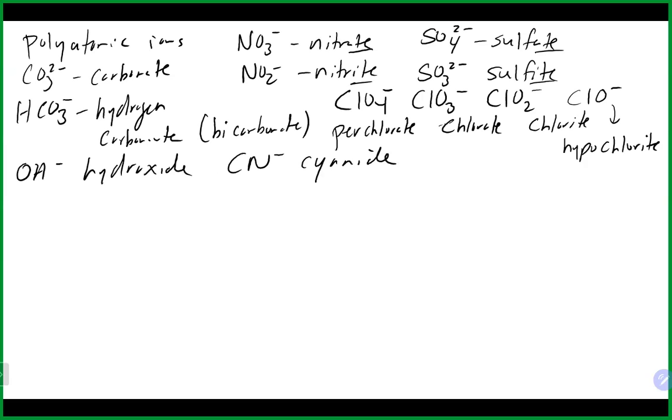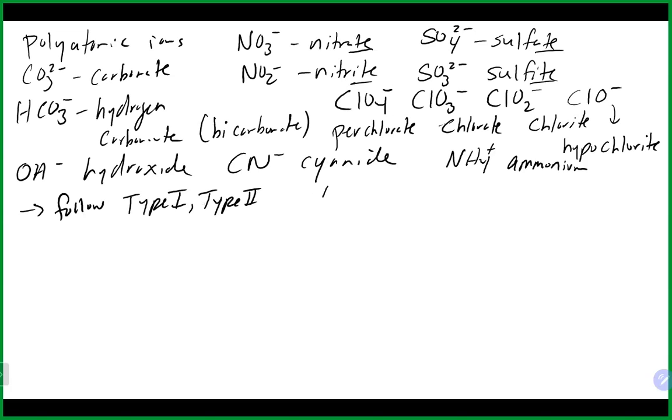Most of them are negative, so really the only positive one you usually will come across is NH4+, which is the ammonium ion, not ammonia, not to be confused with NH3, which is ammonia. Because most polyatomic ions are negatively charged, they pretty much will hook up with a metal. So a lot of these follow the type 1 and type 2 situation, which means you just need to look at the metal. If you had NaNO3, that is sodium, which is group 1, and nitrate, so that would be sodium nitrate.